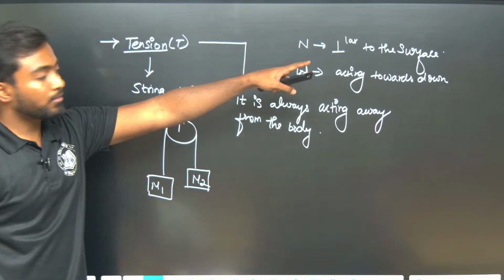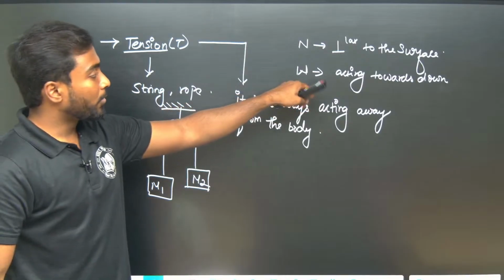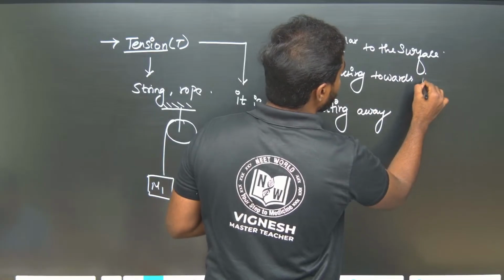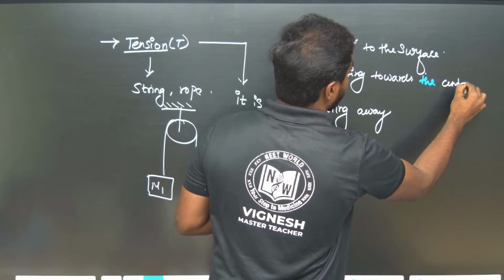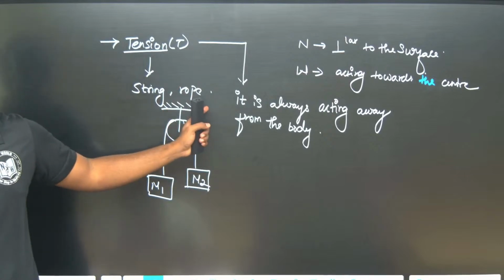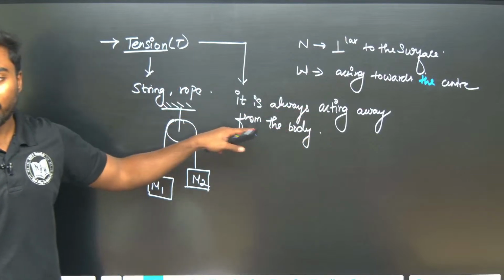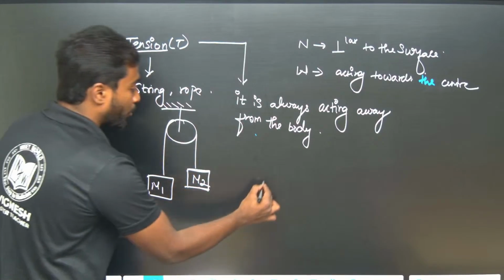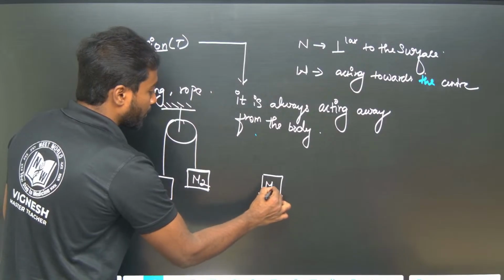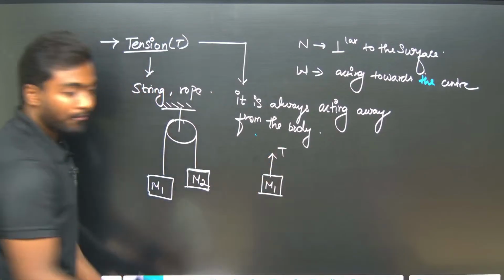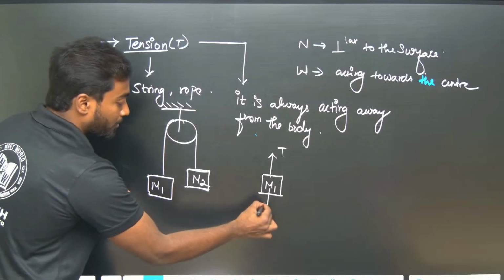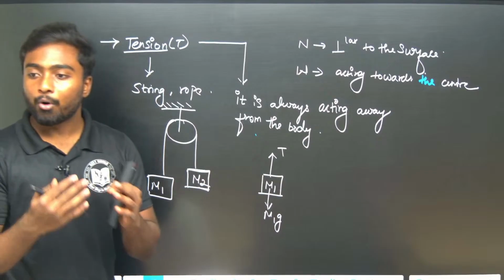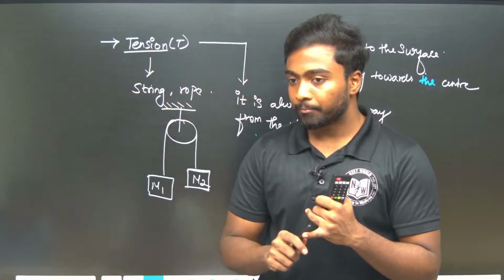So first one, normal, perpendicular to the surface. W, like weight, is acting towards the center, or towards down. And tension is acting away from the body. Let me take a free body diagram. So this is my M1, so tension will be acting away from the body. One more force is there, that is M1G. Whenever I consider a body, there will be a weight obviously.